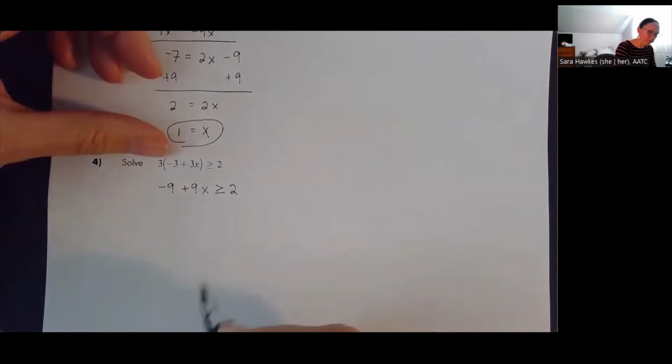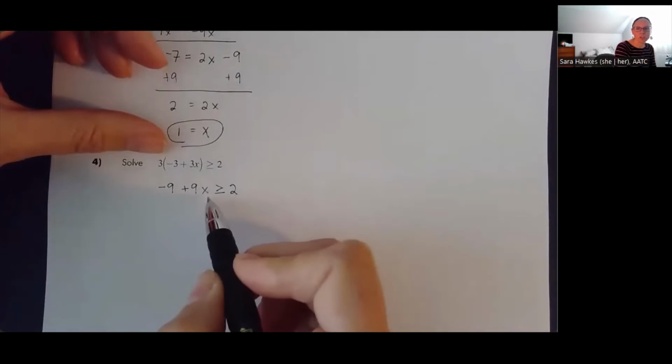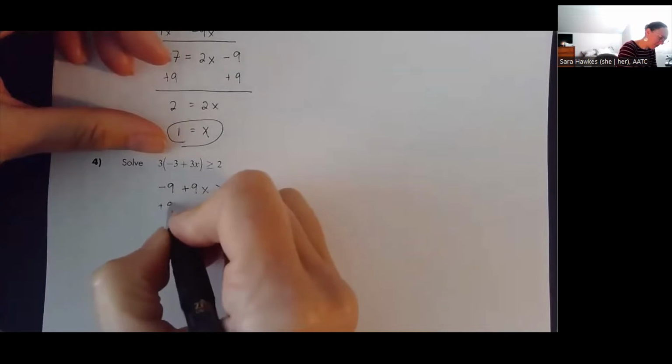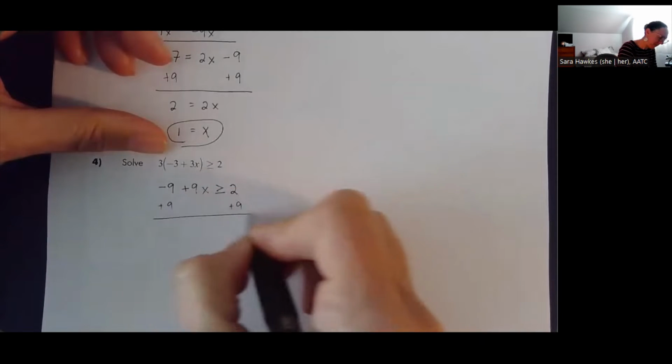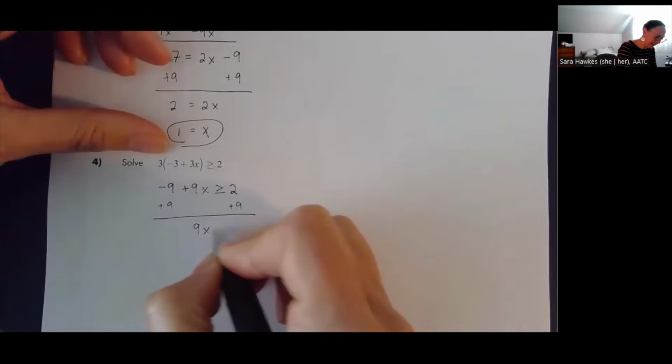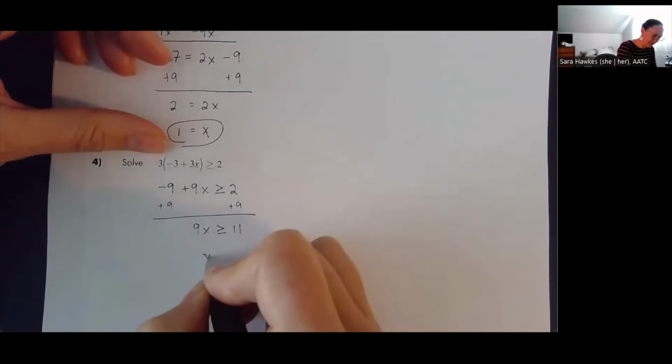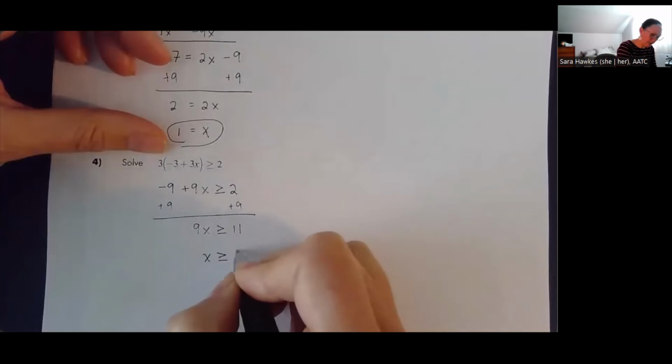I want to keep the coefficient on x positive and it already is while it's sitting here on the left-hand side. So I'm just going to move the 9 and say 9x is greater than or equal to 11, which means that x is greater than or equal to 11 over 9.